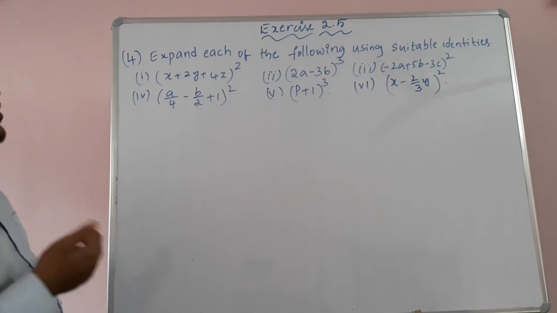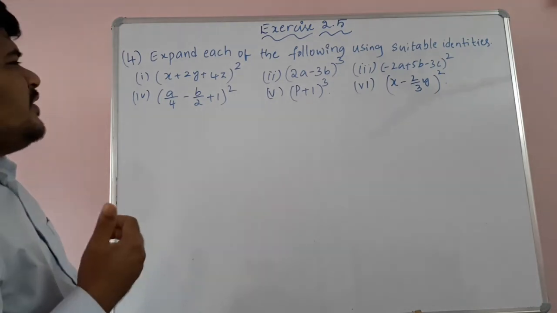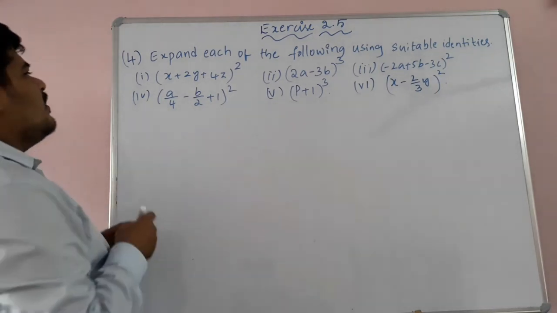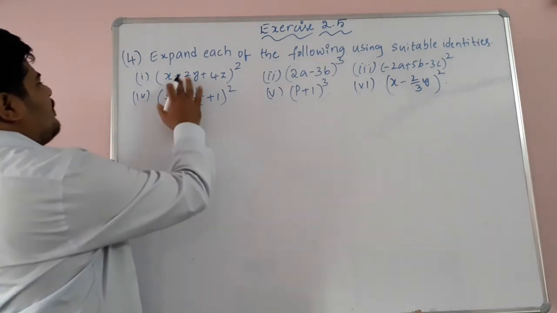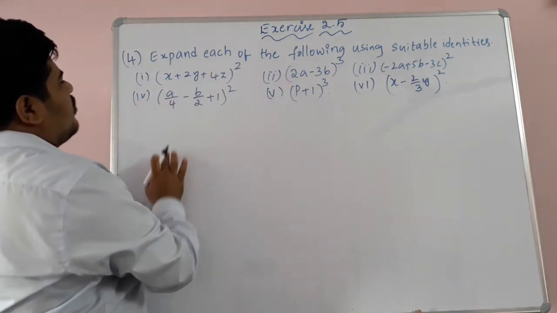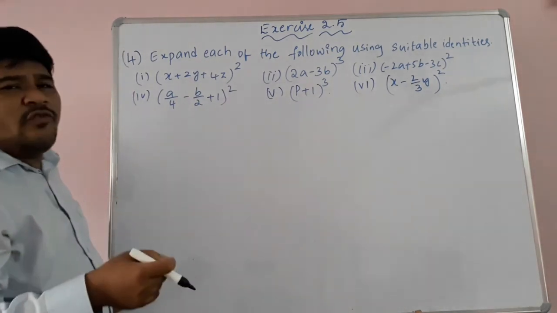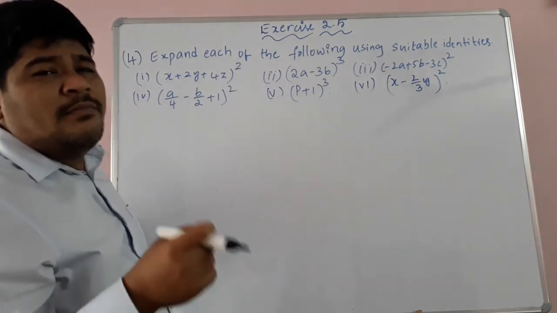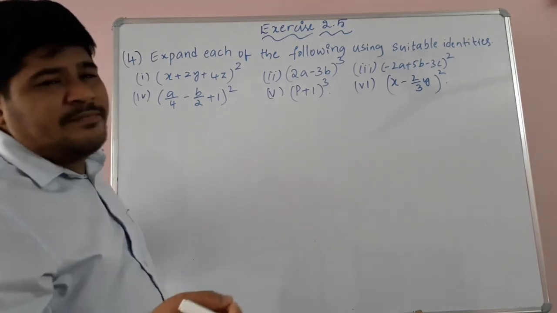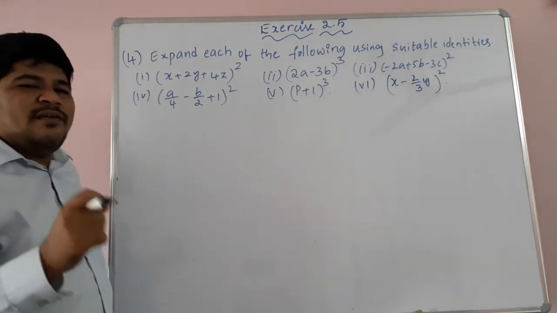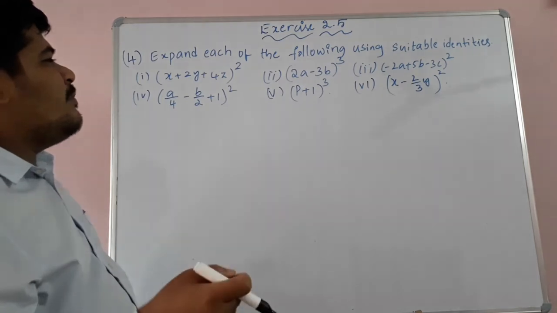So problem number 4, expand each of the following using suitable identities. Okay. So children, first one is in the form of a plus b plus c whole square. A plus b plus c whole square is equal, children, direct formula is there. A square plus b square plus c square plus 2ab plus 2bc plus 2ca.